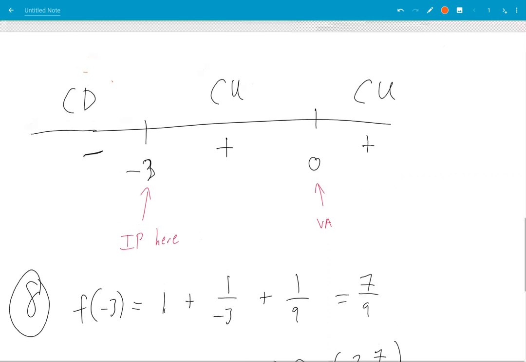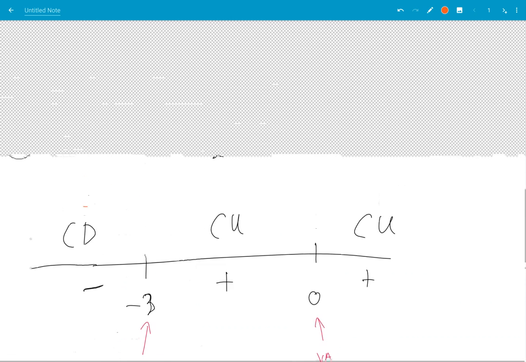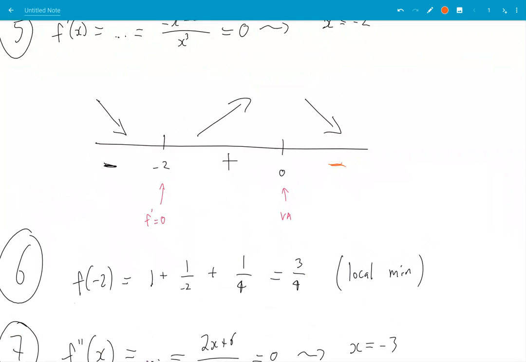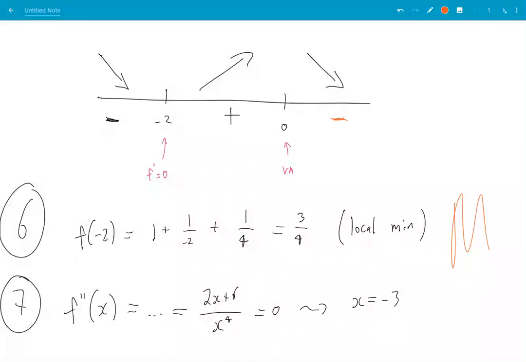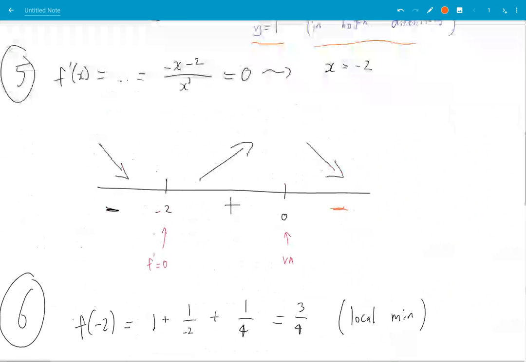Vertical asymptotes are just vertical asymptotes. They can't be inflection points. They can't be local maxes or local mins. Let's scroll up here, just to, here's a good example. You'll notice here, my function is increasing and then it's decreasing, but 0 is a vertical asymptote. So it's not something I worried about in number 6. It's a vertical asymptote, not a local min, not a local max, even though I'm increasing before and decreasing after.